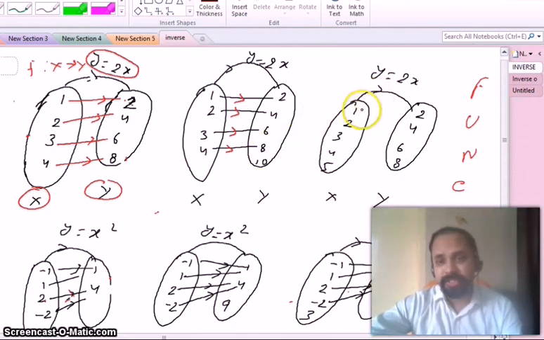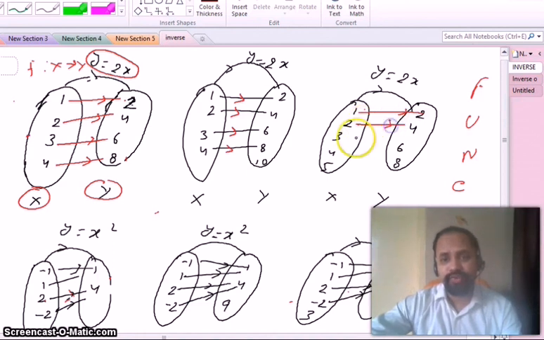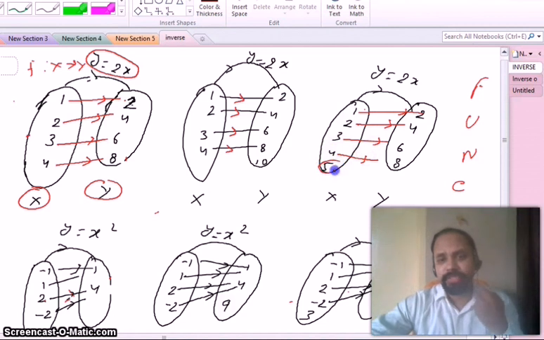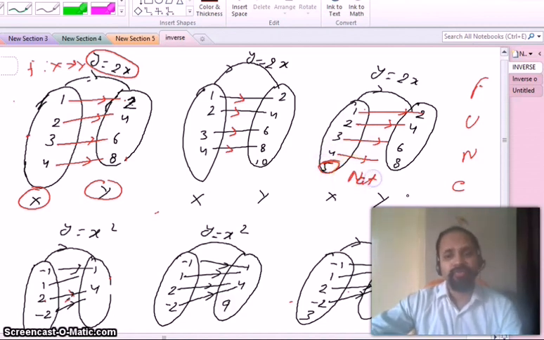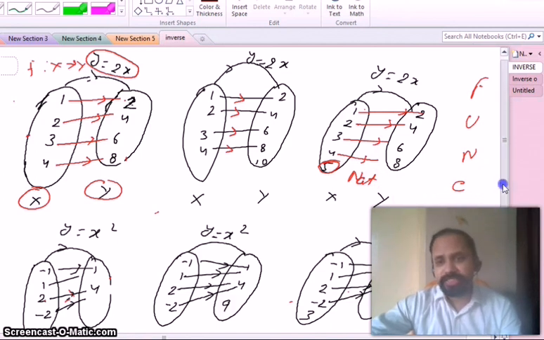See this example. If x equals 1, then y is 2; 2 then 4; 3 then 6; 4 then 8, but 5 doesn't have any image. That means this is not a function. So this is a basic criteria of functions.